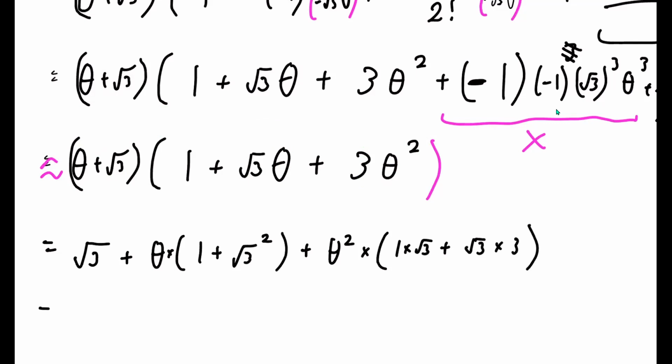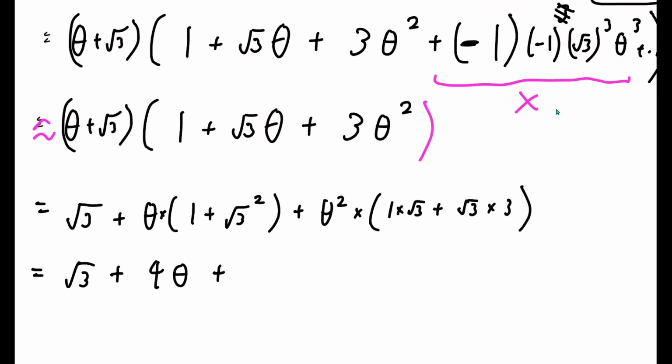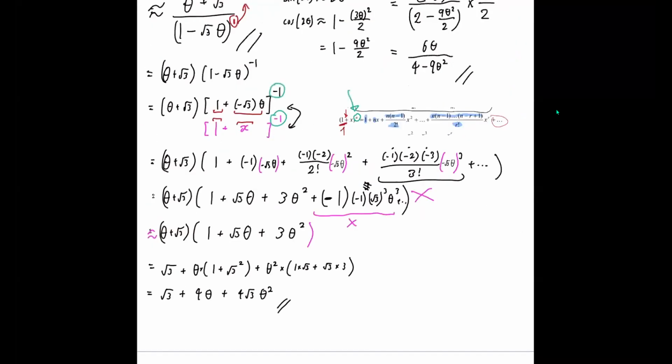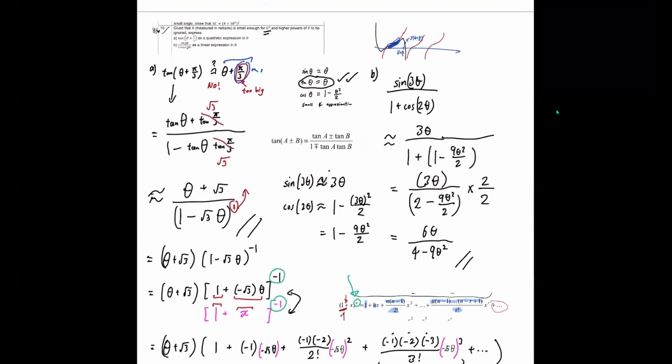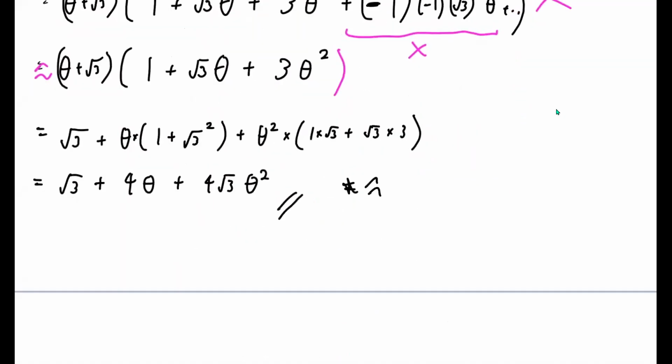Okay, good. Simplifying, I end up with root 3 squared, which is 3 plus 1 is 4 theta, plus this guy is 1 times root 3 plus 3 times root 3, that's 4 root 3 theta squared. Then that's your answer. So let's just confirm whether this is a good approximation of what we have, tangent of theta plus pi over 3.